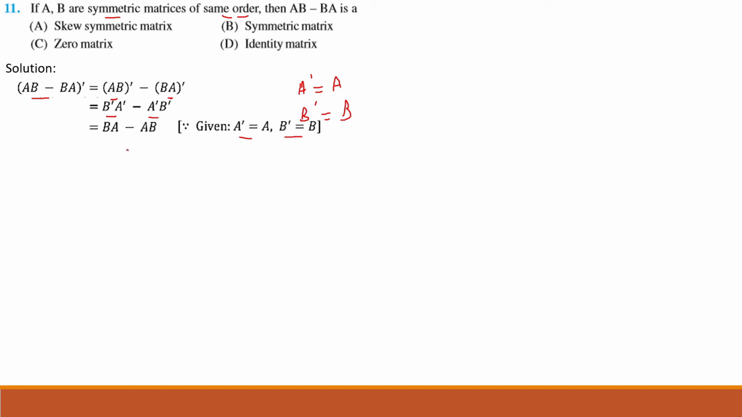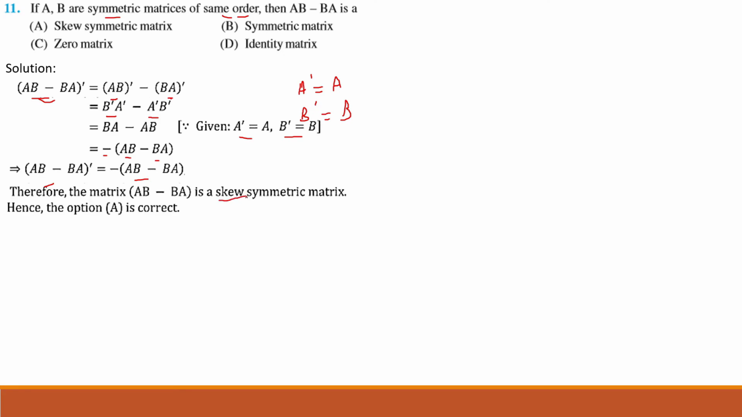So writing B dash and A dash as B and A, we get this as BA minus AB, and taking out the negative sign from this equation it will be minus of (AB minus BA). So AB minus BA here also. So that means the transpose of AB minus BA is equal to the negative of the same. So this is the condition for a skew symmetric matrix. If we take the transpose of matrix A and the answer we get is negative of A, that means it is a skew symmetric matrix. So therefore the correct answer here is A.